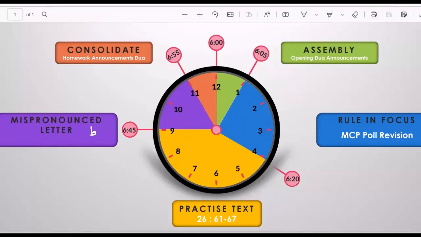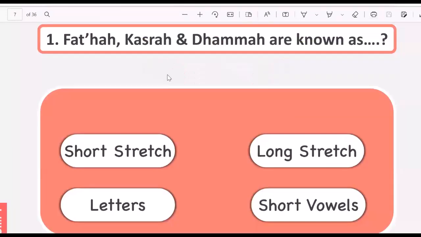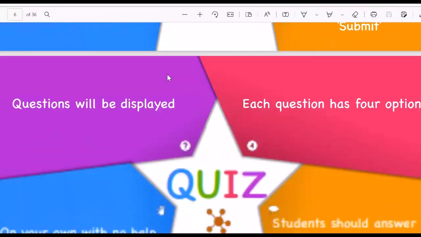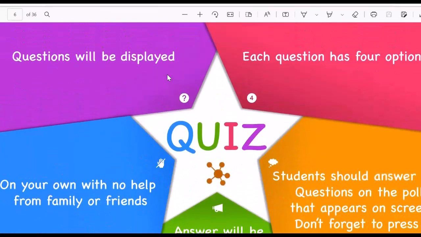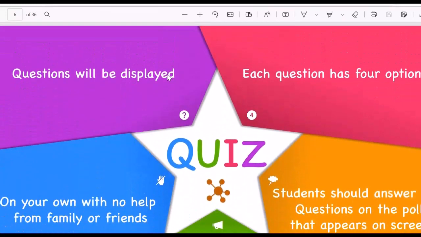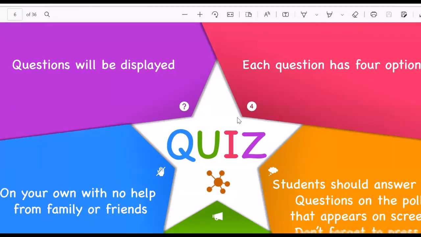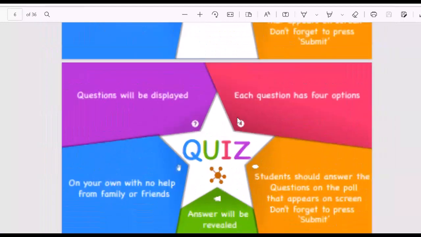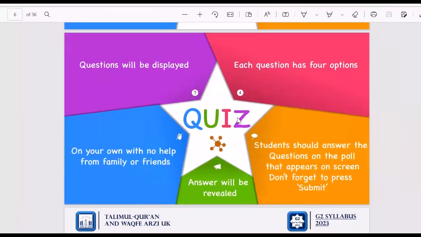Okay. So we're going to start with the quiz today. Right, I'm sorry. Just before we start, the quiz is not coming on the screen fully. If you can decrease the size. Yeah, that's much better. Jazakallah.